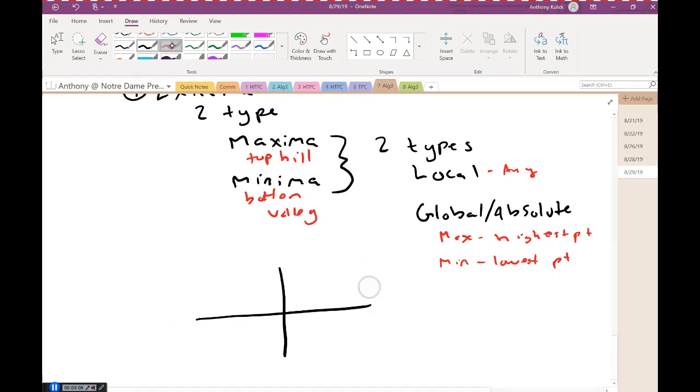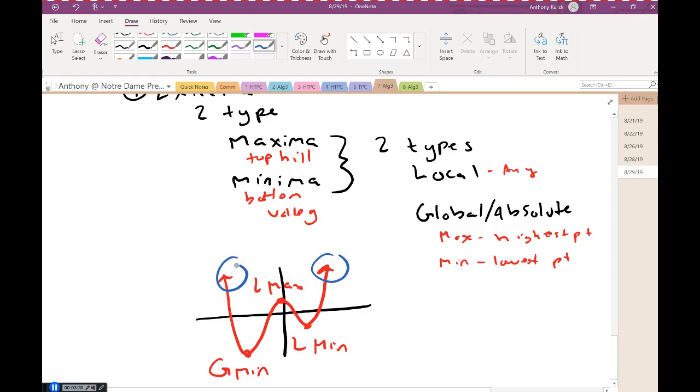So we observe that something like this has a global min here, a local min here, and a local max here. It's not a global max because there are points still higher than it because the arrows are pointing up. Everybody kind of remember doing this part, right? Good. What would you do if you were just given an equation?